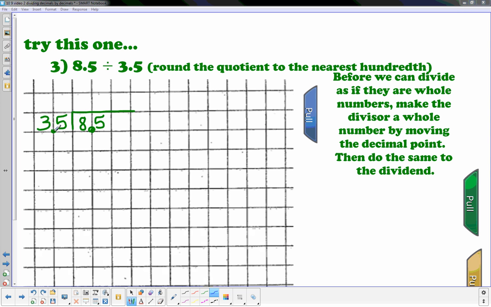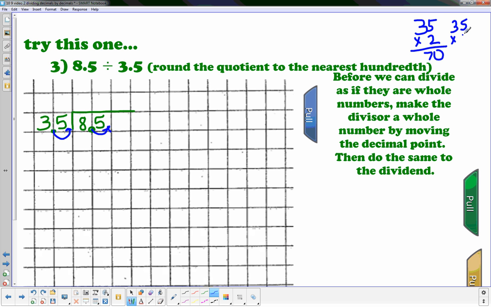How many times do I need to move the decimal point to make 35 a whole number? I hope you said once. So 85 divided by 35. Off to the side on your paper, we need to start doing some multiplication to figure this out. So 35 times 2, that gives me 70.